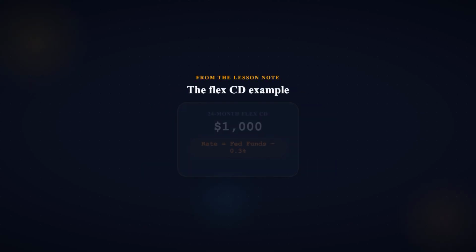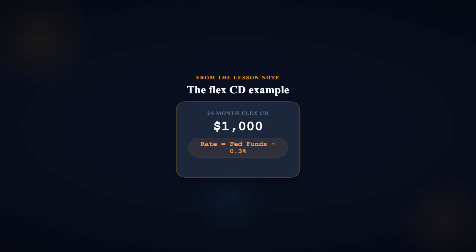Let us make this concrete with an example. You walk into a bank with $1,000. You open a 24-month Flex certificate of deposit. The bank says, "We will pay you whatever the federal funds rate is, minus 0.3%." That minus 0.3 is your spread. It is locked for the full 24 months. The federal funds rate is the index. It moves whenever the central bank acts.